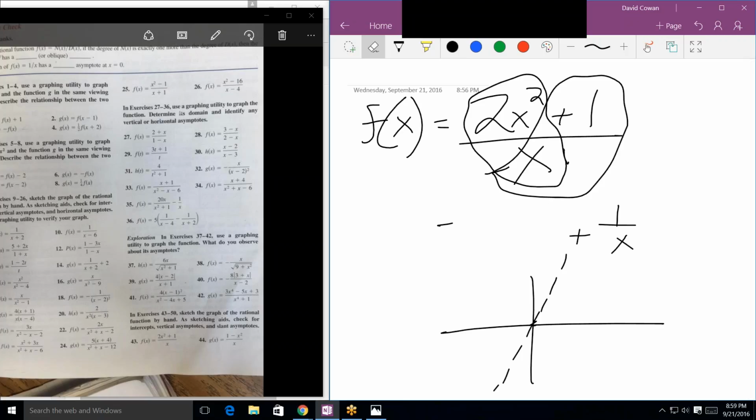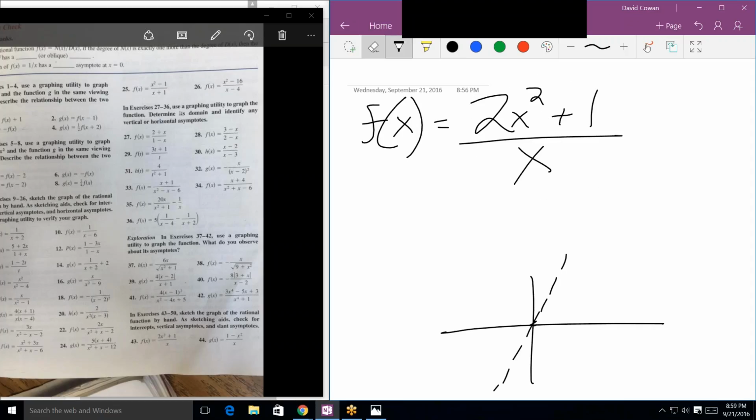Okay, we figured out our horizontal asymptote. Here, let me write this in a little nicer way. This is equal to 2x plus 1 over x. But we do have a vertical asymptote right there. And there's no horizontal asymptote, as we discovered last time. I wasn't sure, but I am now.